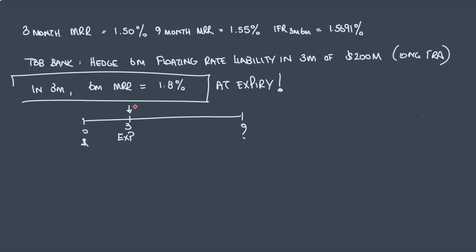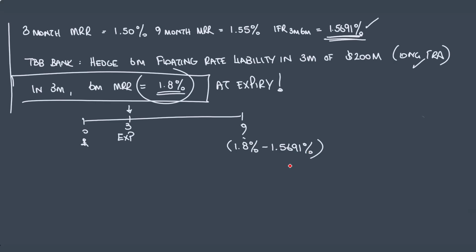So we want to work out, and I've not posed a question here, but the point is, let's work out what the payment would be. We know what the rate was that we fixed. We went long, so we agreed to pay that. At expiry, MRR turned out to be 1.8. Look at the two rates. We've locked in paying 1.56. If we'd left it, it would be 1.8, so it's going to have to be a gain. How much? Well, I would have paid 1.8. I locked in 1.5691. That is my gain.